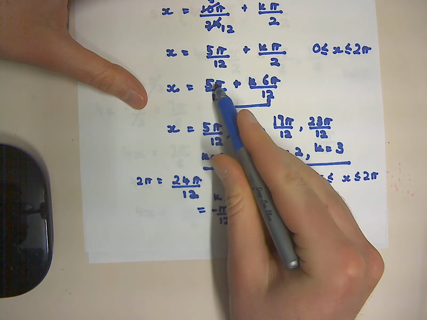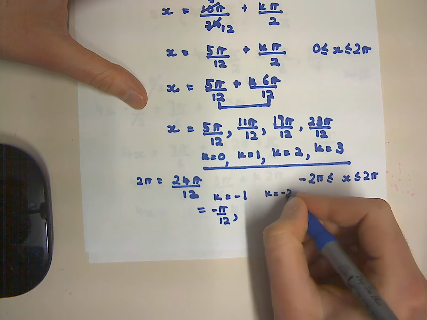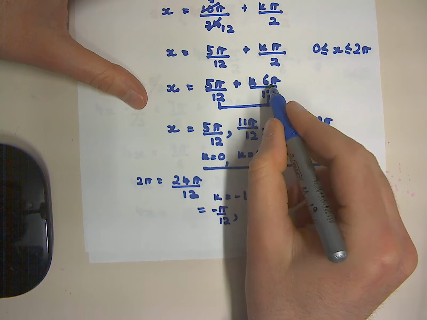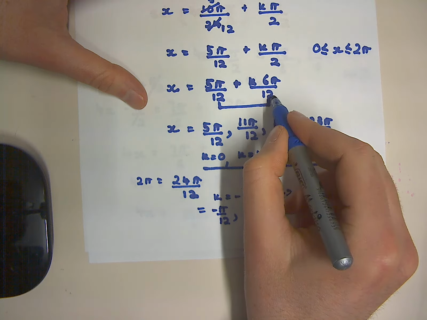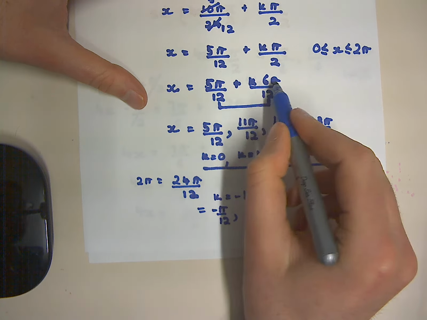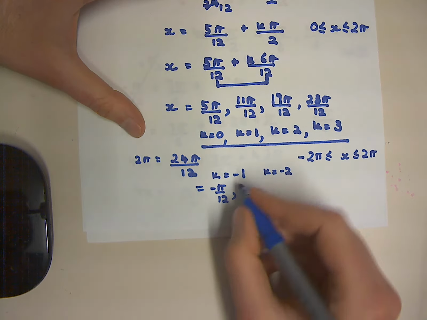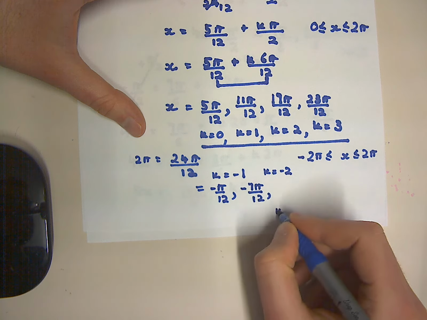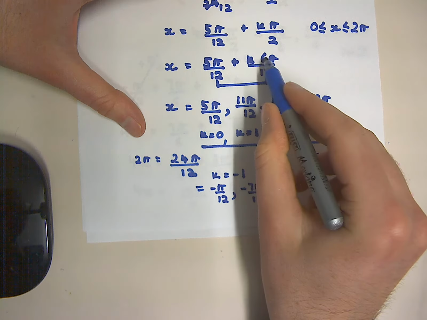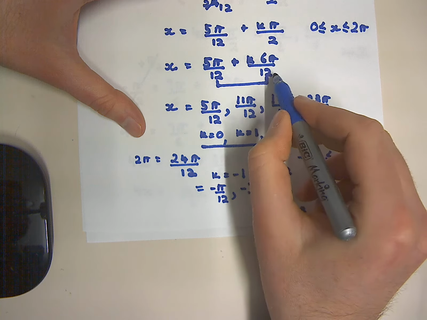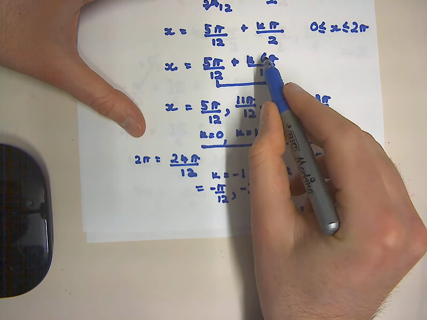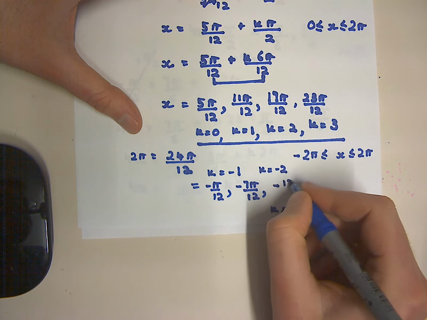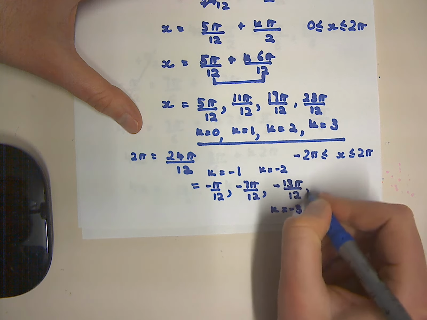If k equals minus 2, then it would be 5π/12 take 2 times 6π/12, so take 12π/12. So 5π/12 take 12π/12 is minus 7π/12. If k is minus 3, times 6 is minus 18π/12. So it'll be 5π take 18π on 12, and that, I reckon, is minus 13π/12.